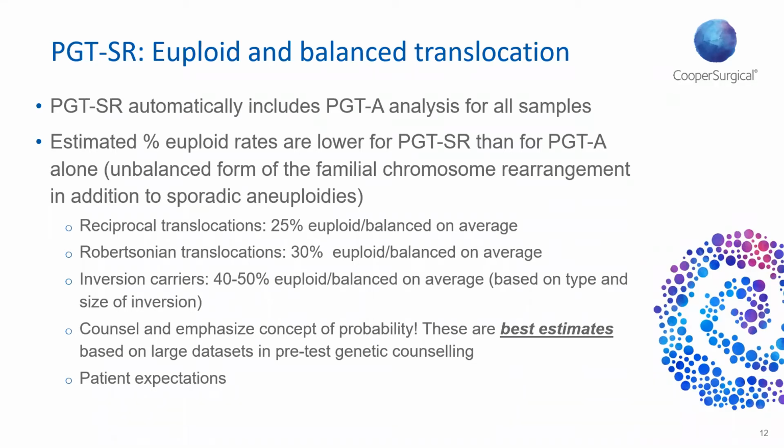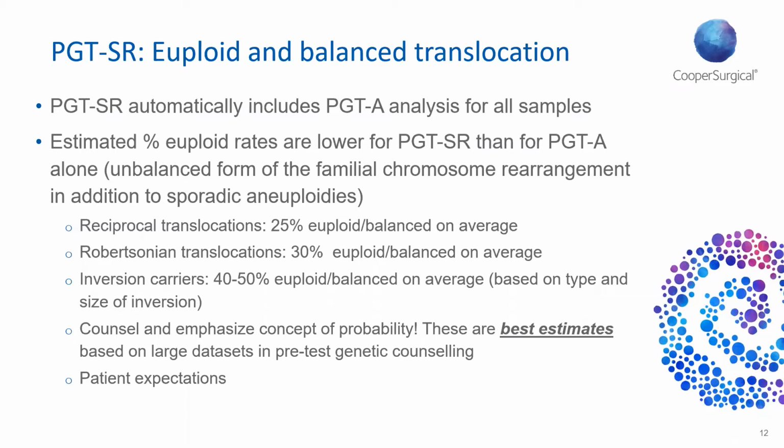Really what I want to emphasize here is the difference in providing these numbers as best estimates. These are what have been elucidated from a large analysis, from a large data set. It's really hard to translate these numbers when we only test 1 or 2 embryos, or if a couple's gone through multiple cycles, which is not uncommon for PGT-SR. We may not see definitively 1 in 4.